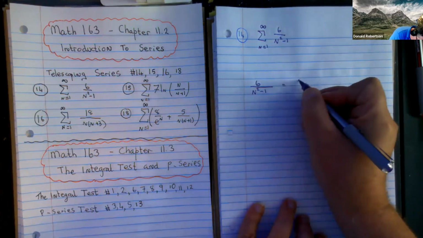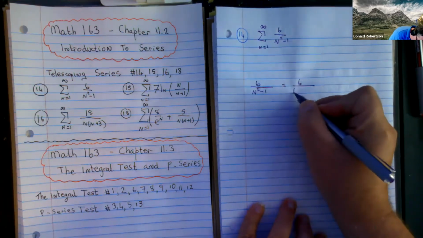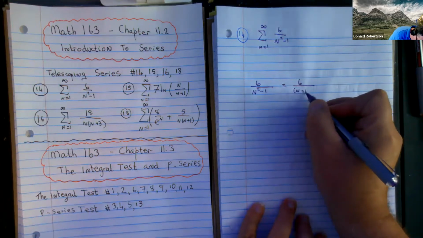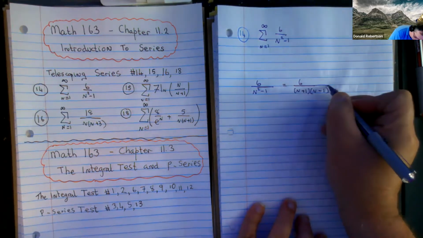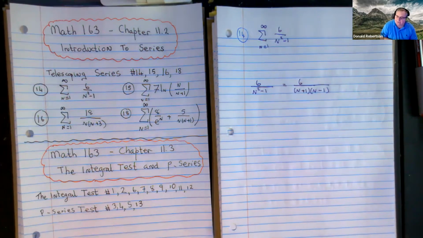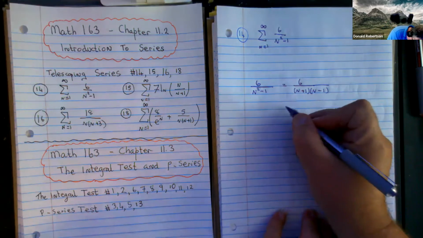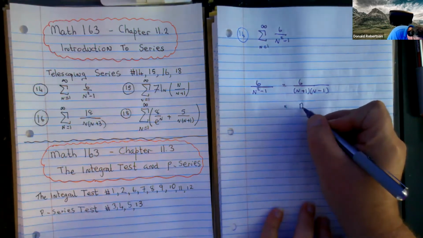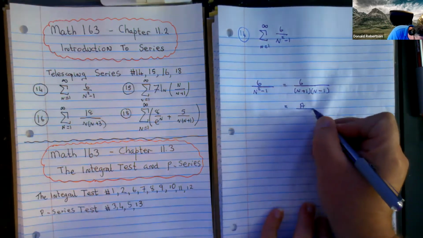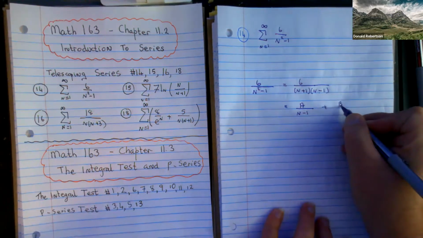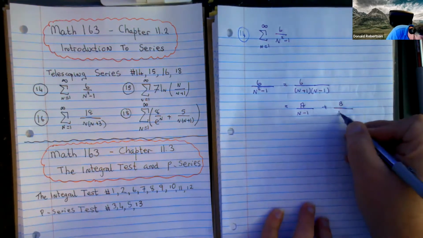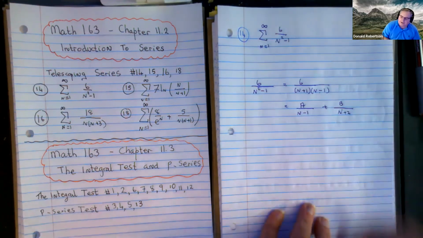This guy has to be written in a format where the denominator is factored. Then I can use partial fractions. In fact, I'm going to put this term first because I want the smaller one first typically. And then I want to put the second one there, right?